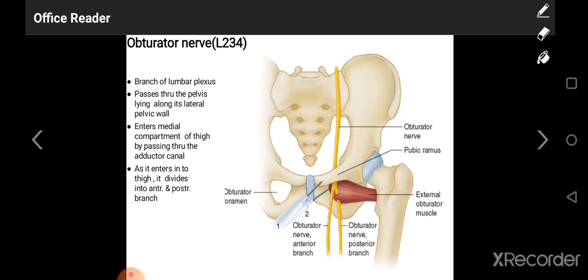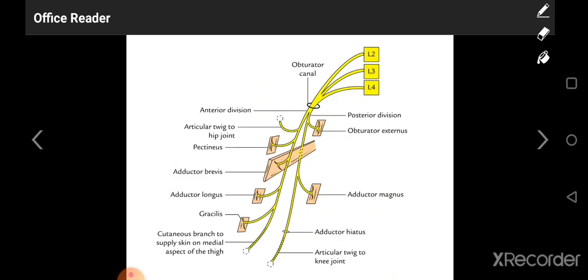Here we have the nerve supply of the adductor muscles, that is the obturator nerve. It arises from the lumbar plexus. It passes through the pelvis, lying along its lateral pelvic wall, and enters the medial compartment of the thigh by passing through the obturator canal. As it enters the thigh, it divides into anterior and posterior branches. This is the diagrammatic representation of the obturator nerve. So this completes our topic, the medial side of the thigh.